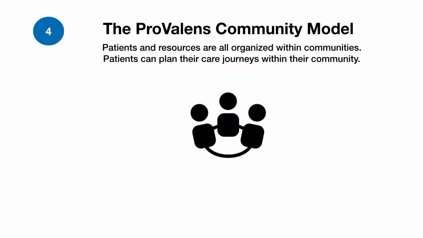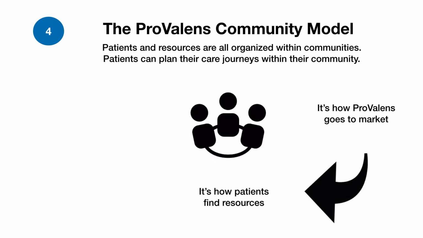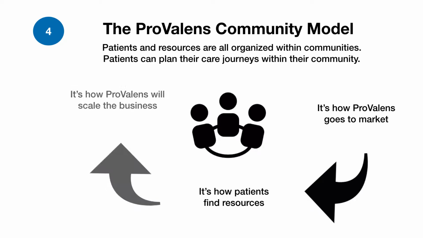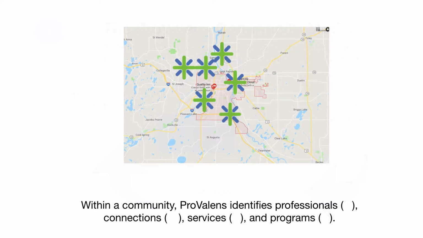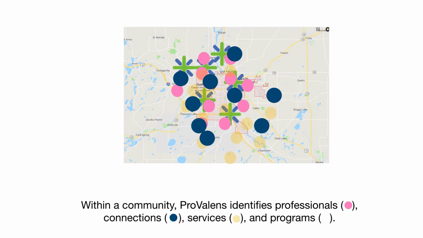Patients and resources are all organized within communities. Patients can plan their care journeys within their own community. It's how Provalence goes to market. It's how patients find their resources. And it's how Provalence will scale the business. Within a community, Provalence identifies professionals, connections, services, and programs.